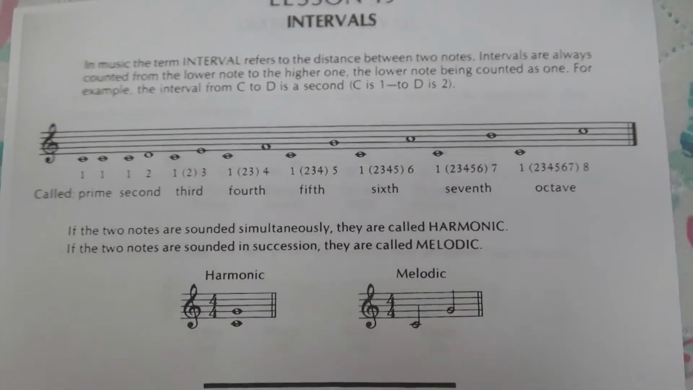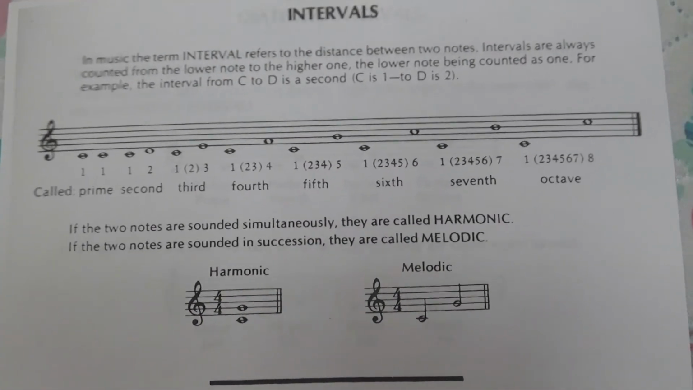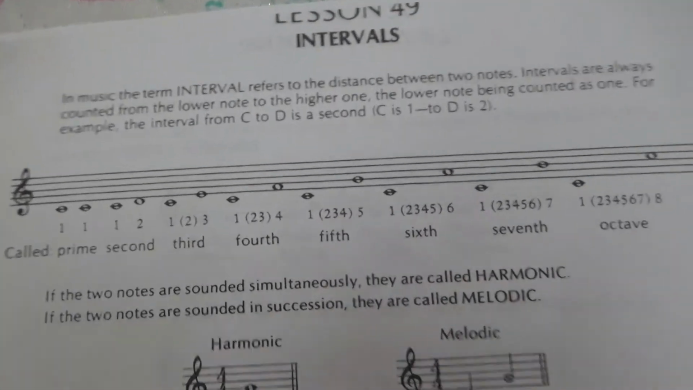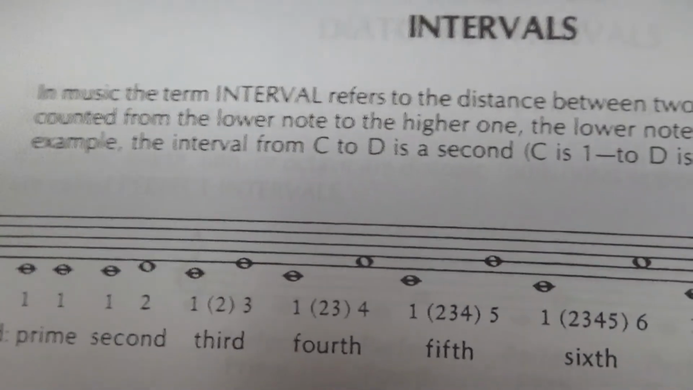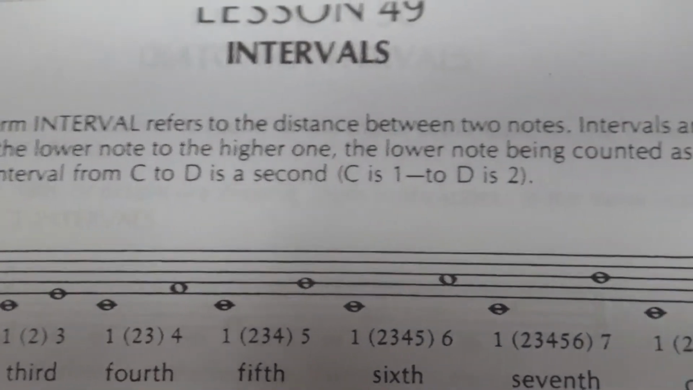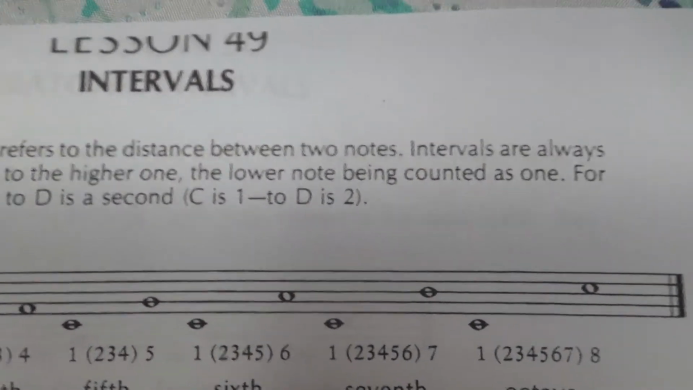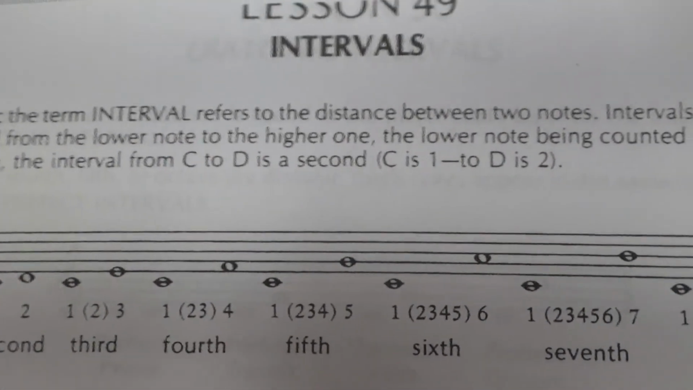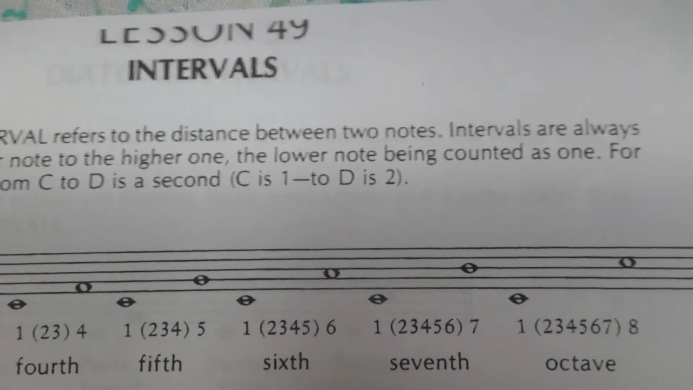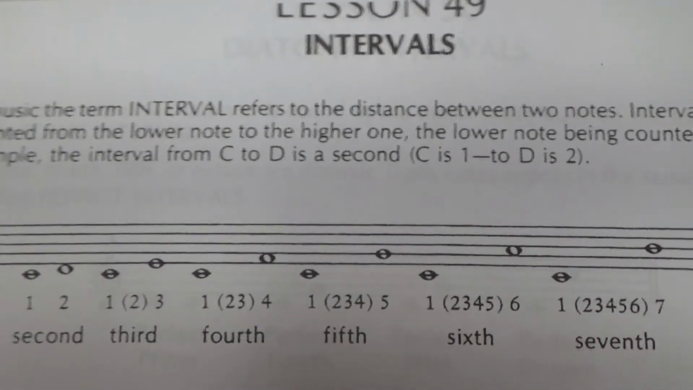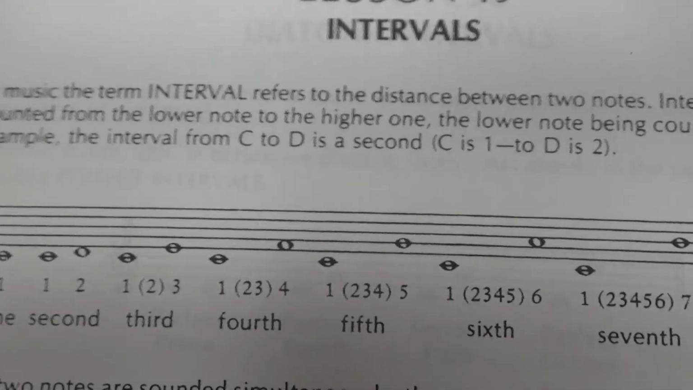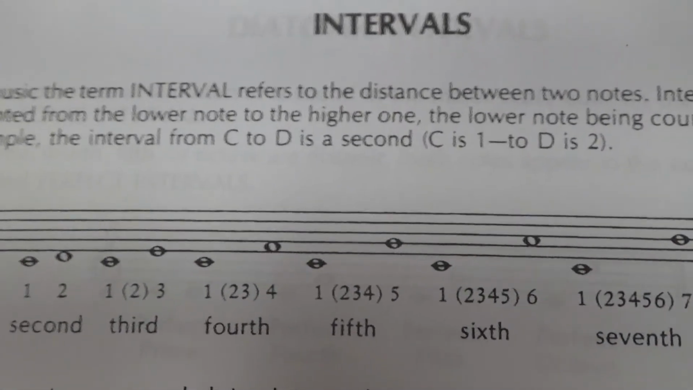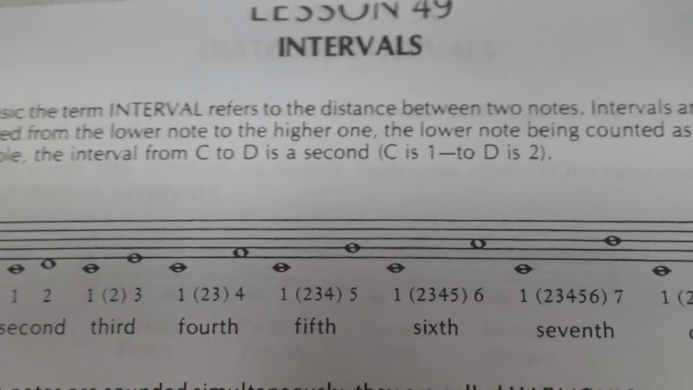Hello everyone, so here's our lesson. It's the introduction to intervals in music. In music, the term interval refers to the distance between two notes. Intervals are always counted from the lower note to the higher note, the lower note being counted as 1. For example, the interval from C to D is a second. C is 1, D is 2.